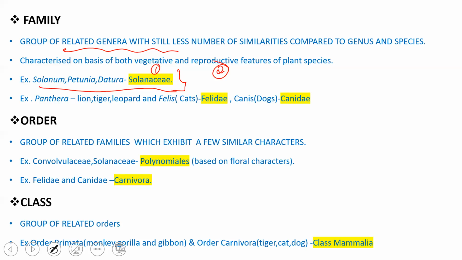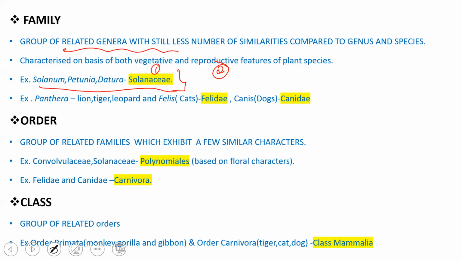This is regarding the plant families. Let's go ahead with the animal family. When we talk about the animal family, Panthera, that is the genus Panthera, includes lion, leo, tiger, and leopard, which is the pardus. So they all belong to one single group, that is the Panthera genus. So they are related genera with fewer similarities. And one more group is there, that is the Felis genus, which belongs to cats. And we have Canis, that is dogs.